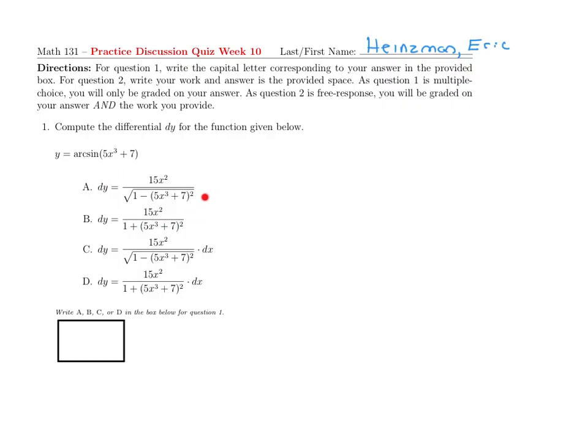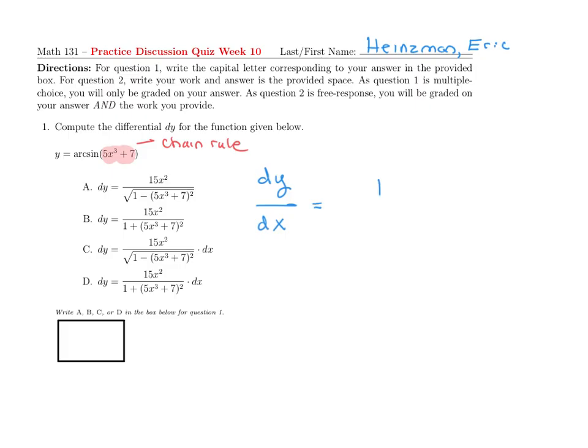So automatically, I know that A and B cannot be the correct answers. It's got to be either C or D. So let's differentiate this function. I'm going to note that it is a composition of two functions, and therefore I'd like to use the chain rule. But in doing so, I'm going to write down that the derivative of y with respect to x is whatever the derivative of arc sine is.